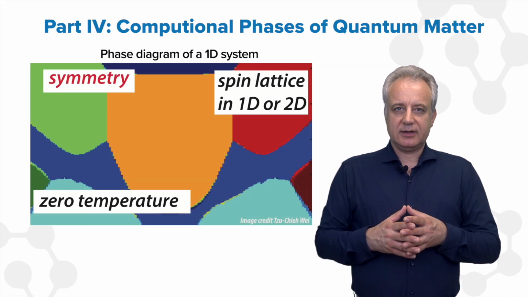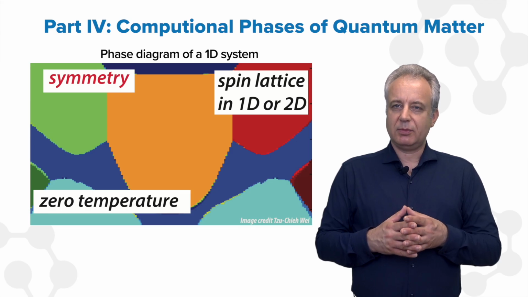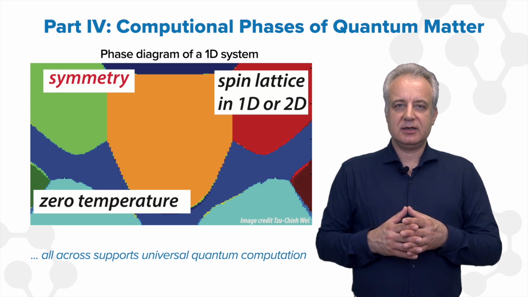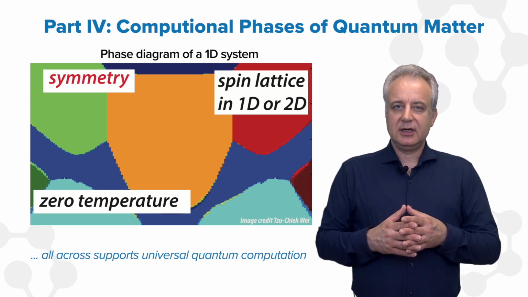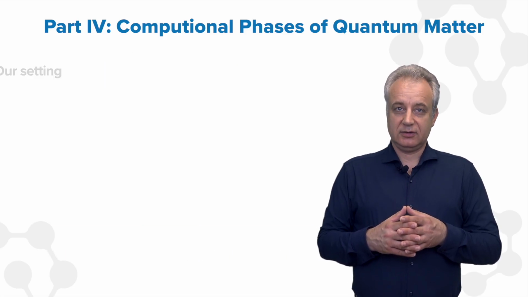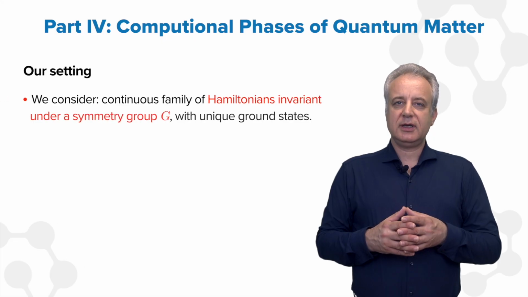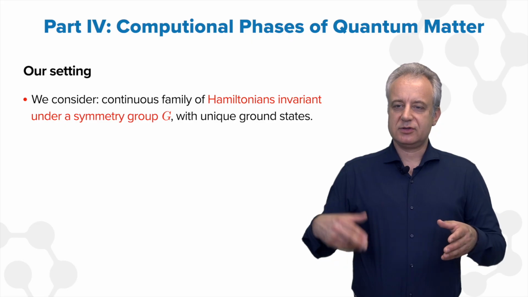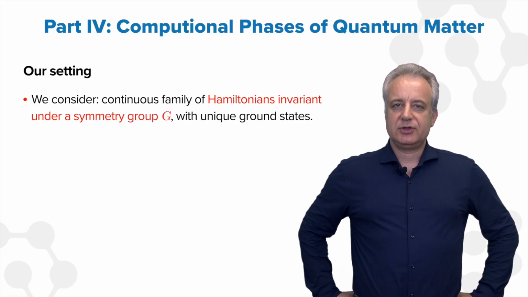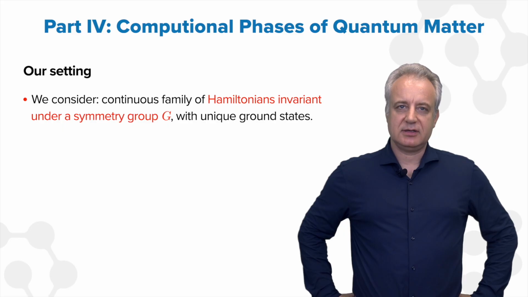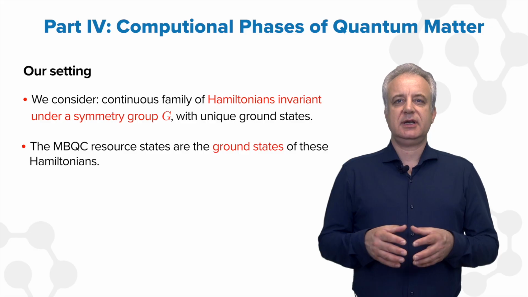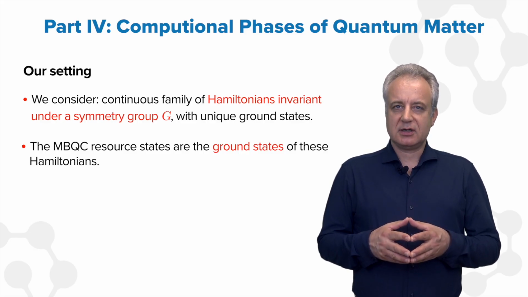Namely, what we'll be looking at are so-called symmetry-protected topological phases of matter. And the property we will be looking at is quantum computation, the ability to do measurement-based quantum computation. So this is our setting. We are looking at Hamiltonians that have a certain symmetry. So there's a symmetry group, and the Hamiltonians of interest are invariant under this symmetry. And as the computational resource states, we consider the ground states of these Hamiltonians.